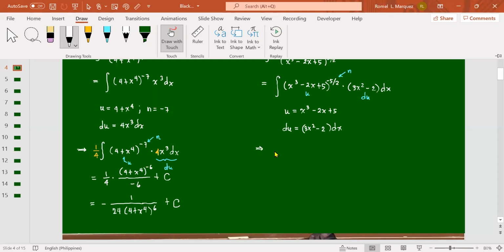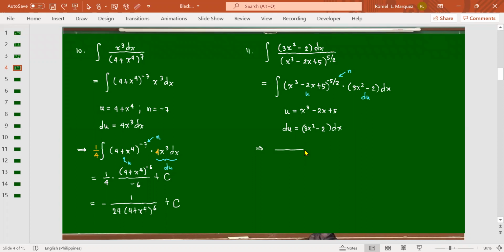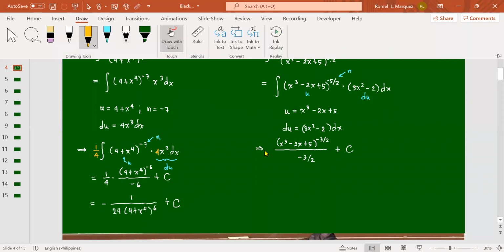What's the answer? (X cubed minus 2x plus 5) raised to negative 5 halves plus 1, that is negative 3 halves, over negative 3 halves, plus C. By the way, don't put an equal sign here when you insert something, ha. You do not put equal because the equal means it is from the last line. So you just have implication, or you just put these things on the side, so that you can continue the equality here. Okay?